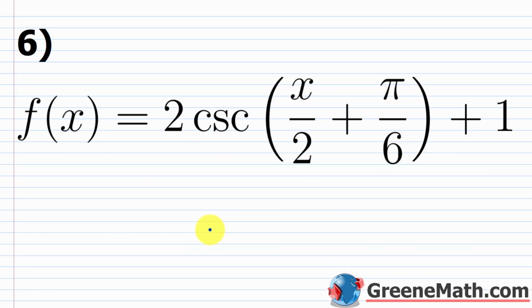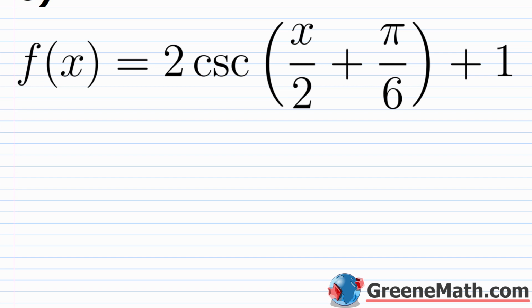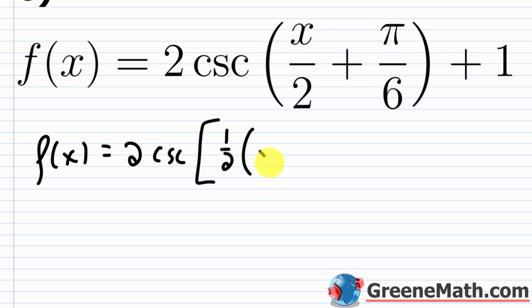All right, let's take a look at problem 6. Here we have f of x equals 2 cosecant of x over 2 plus pi over 6, plus 1. All right, let me slide down a little bit. And again, I'm just going to factor this. So f of x is equal to 2 cosecant of, pull out the 1/2. Inside you have x plus, I'm going to multiply this by 2. Let me show this so nobody's lost. So pi over 6 times 2. This would cancel with this and give me a 3 down there. So this is pi over 3. And then once we close all this down, we'll put plus 1.